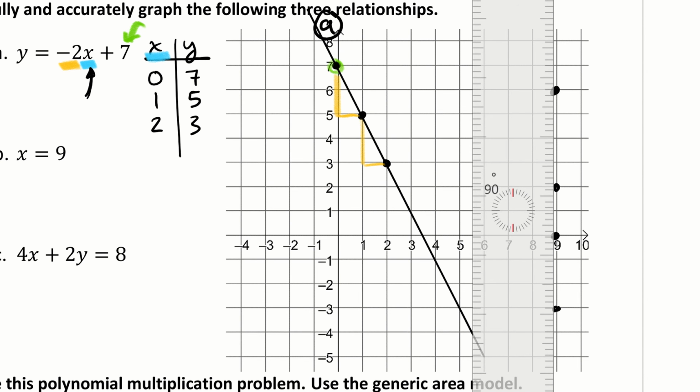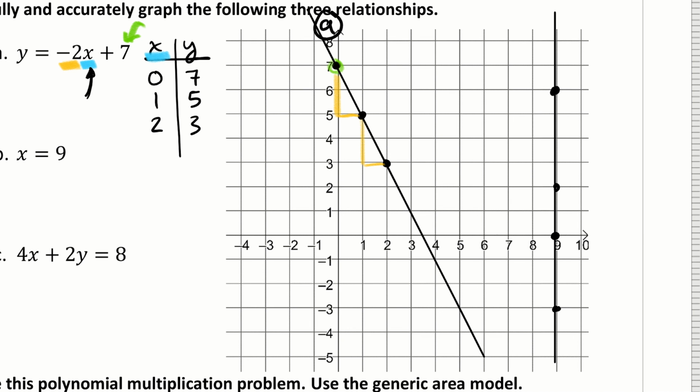The graph of that line is just the collection of all the points where that's true, where the x's are all 9. So if I line my ruler up there, I can graph this line. This is the line x is equal to 9. So this is my response for answer B.